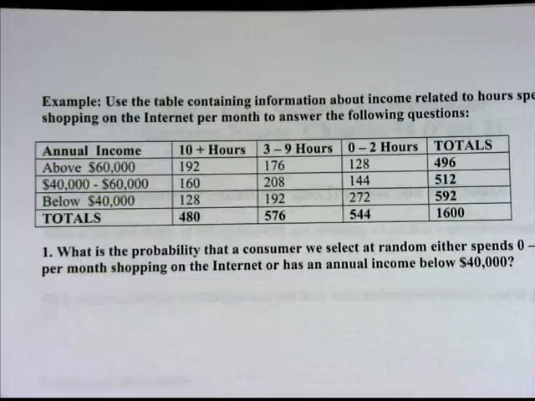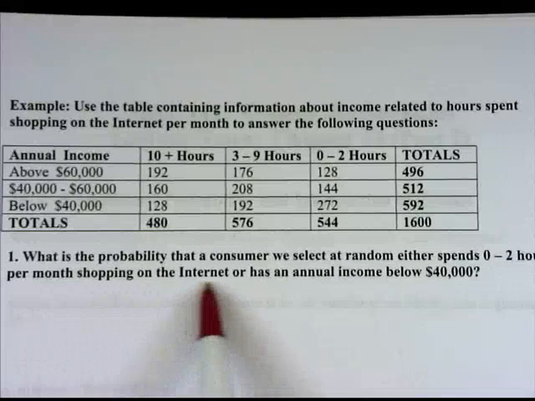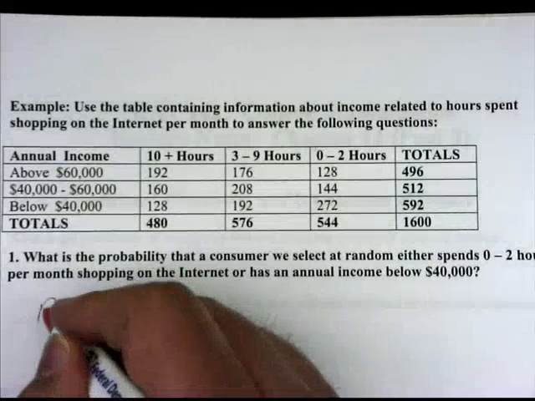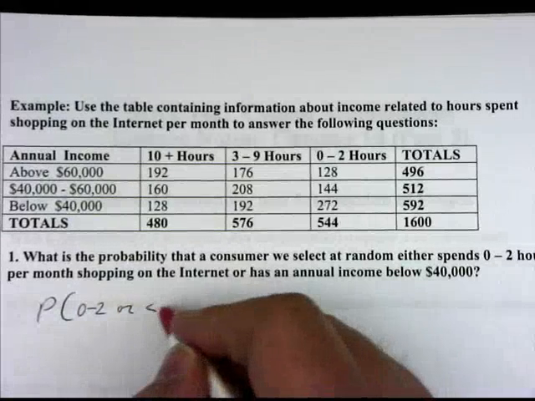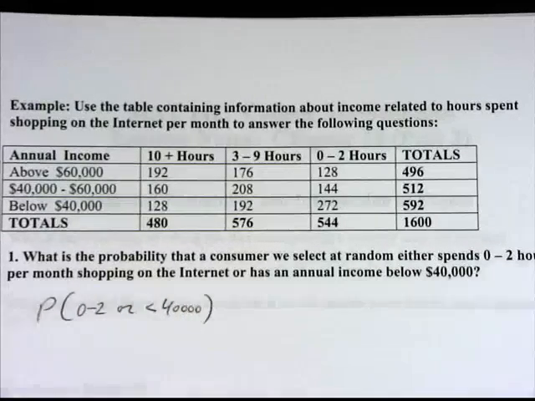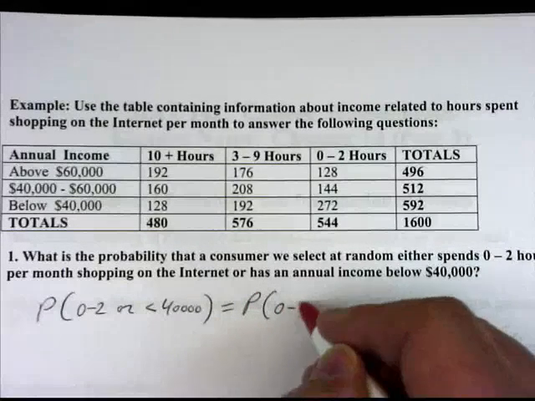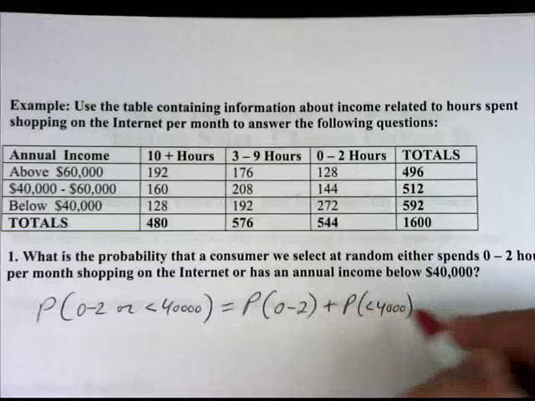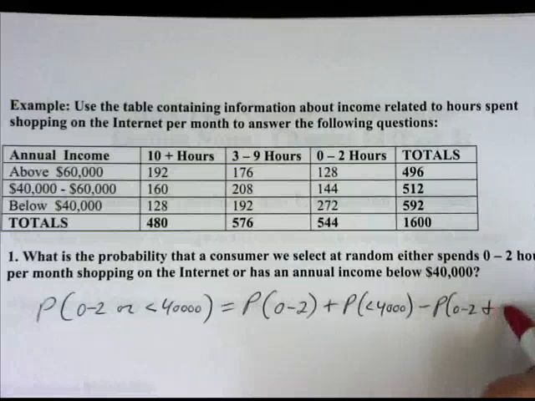What is the probability that a consumer we select at random either spends 0 to 2 hours per month shopping on the internet or has an annual income below 40,000? So probability of 0 to 2 or less than 40,000. In order to find that, we'd find the probability of between 0 and 2 plus the probability of less than 40,000 minus the probability of 0 to 2 and less than 40,000.